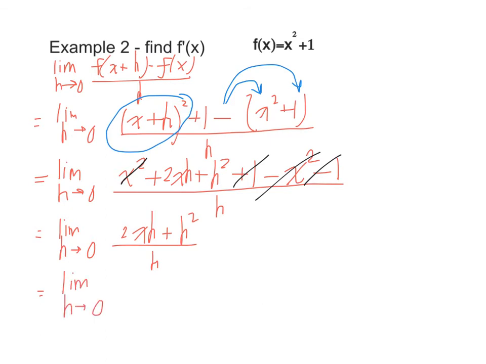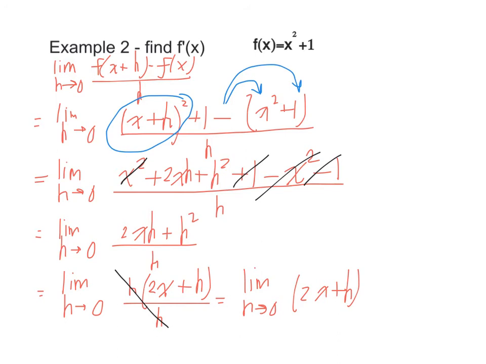There's an h in common to both parts of the numerator that I'll take out. Now I can actually cancel. Direct substitution at this point is actually going to work. When you see the h, you fill in the 0. And I get 2x as an answer. That means the derivative is equal to 2x.